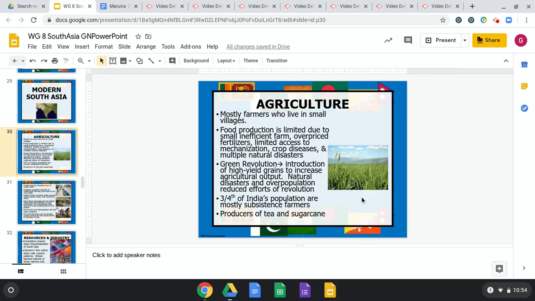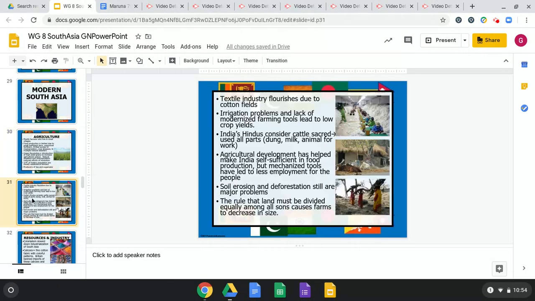Three-fourths of India's population are mostly subsistence farmers. That's 75% subsistence farmers. So again, agriculture is the major lifestyle in the Indian subcontinent. There is some industry, like I mentioned, but largely agriculture is what's going on.